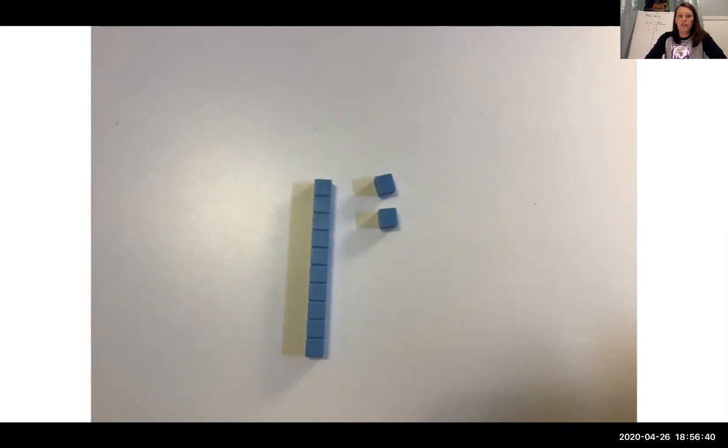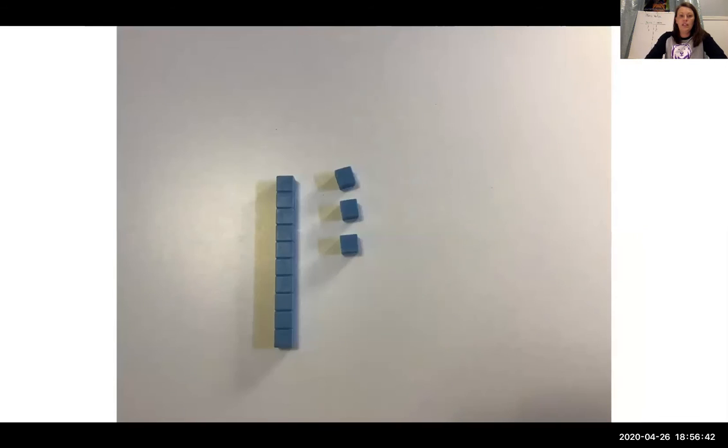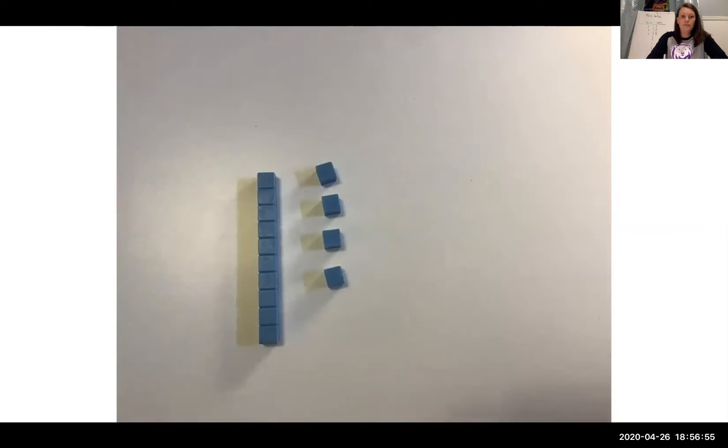I'm going to go a little faster now. Let's count together. 10 and 3 more. 10, 3, 13. We have 1 ten and 3 ones. 10, 4, 14. 1 ten and 4 ones.